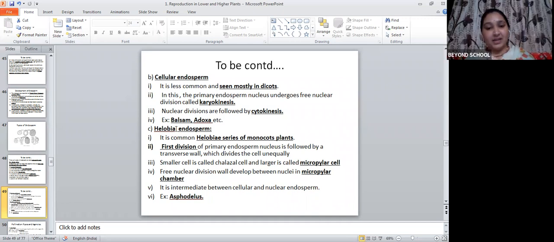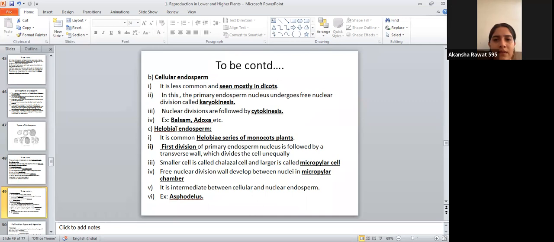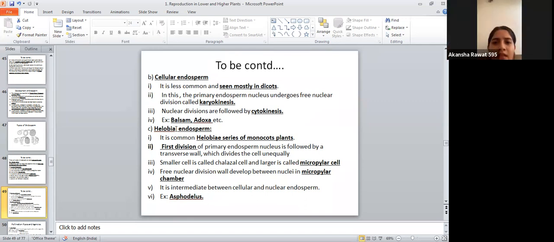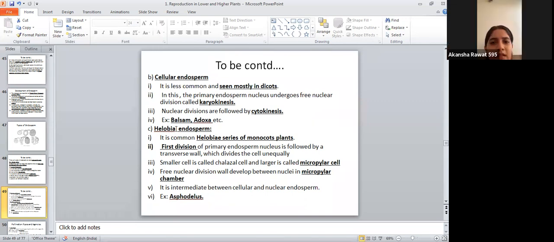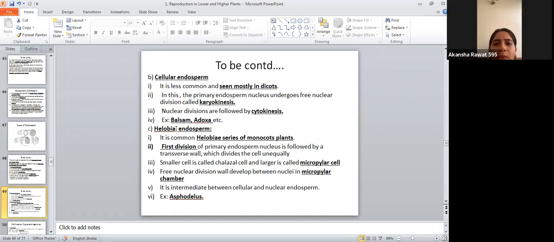Now, the example is again not an indigenous species, that is, not an Indian species, it is a foreign species. The plant is Asphodelus. So these are the three types of endosperm, depending upon the mode of development of endosperm: the first one is nuclear endosperm, the second one is cellular, and the third one is halobial endosperm.